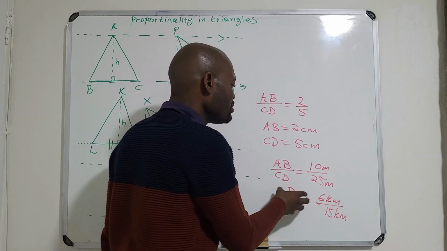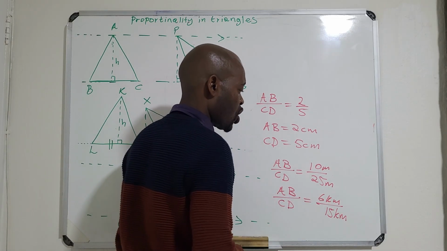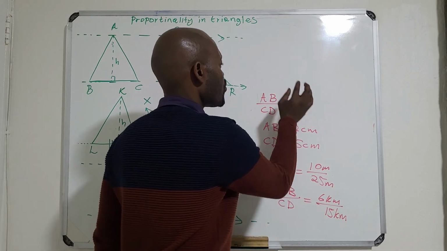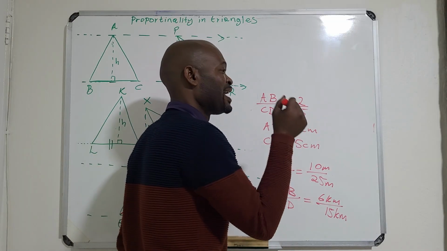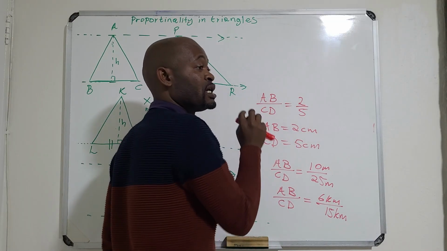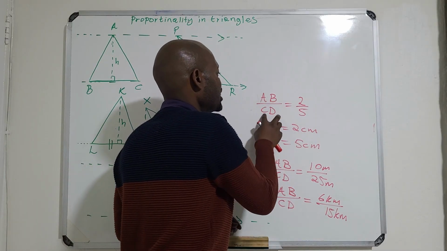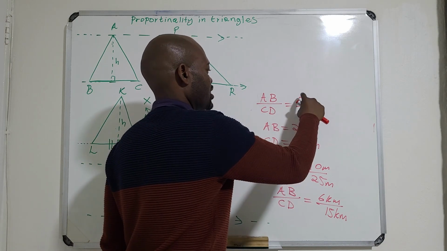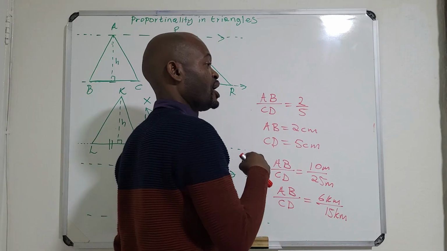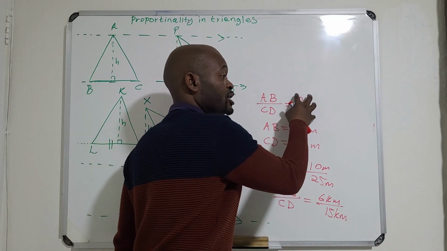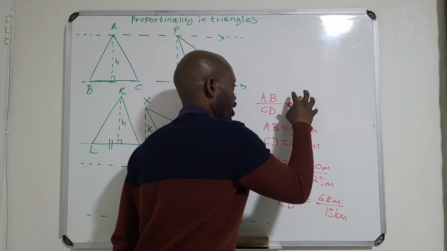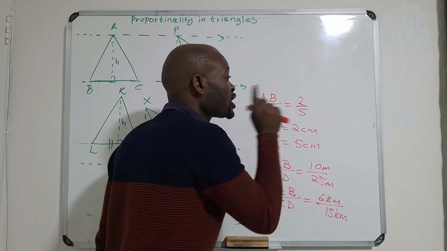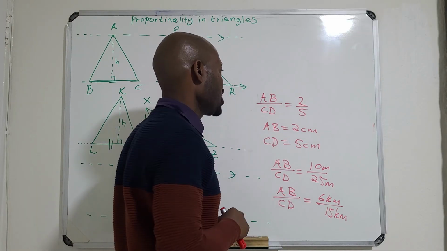Or it can also mean that AB is 6 kilometers or CT is 15 kilometers. Therefore, ratio does not give the length of AP and CT, but it just gives the relative length of AP and CT. Ratio, we write it in its simplest form, and it gives the relative length of a side. It does not give the actual length of the side.